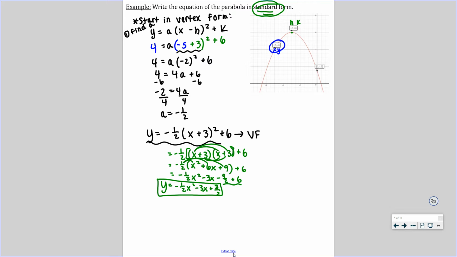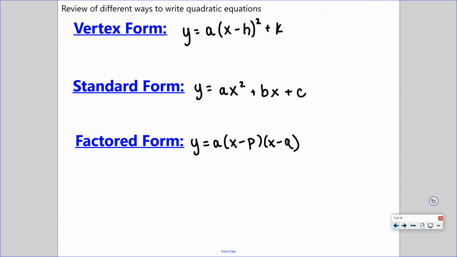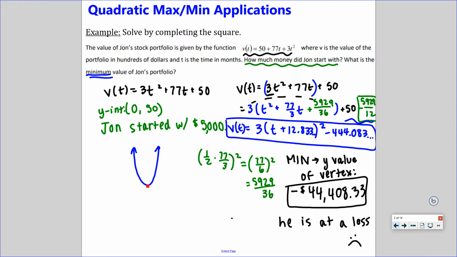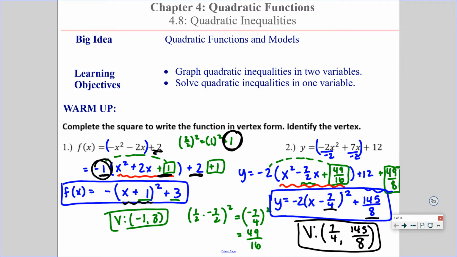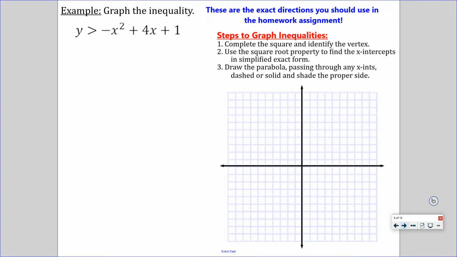So that's technically a little bit of review of graphing parabolas. We graphed one in that factored form. We've looked at these 3 different forms, but what we're really focusing on from now on is quadratic inequalities. We've graphed inequalities before. These are these symbols: less than, greater than, less than or equal to, greater than or equal to.